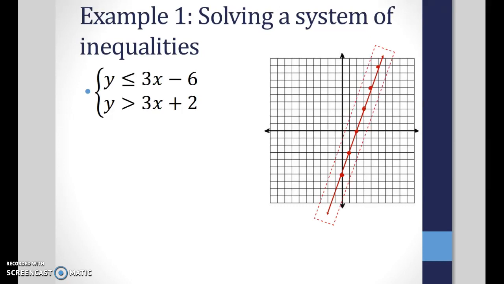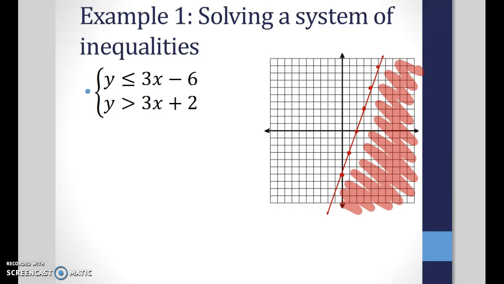And because y is by itself on the left, I'm not going to do the test point method. You definitely could, but I am just going to go ahead and do the shortcut above or below. So since it is a less than or equal to, that means we would be shading below. So I'm going to shade below my graph.